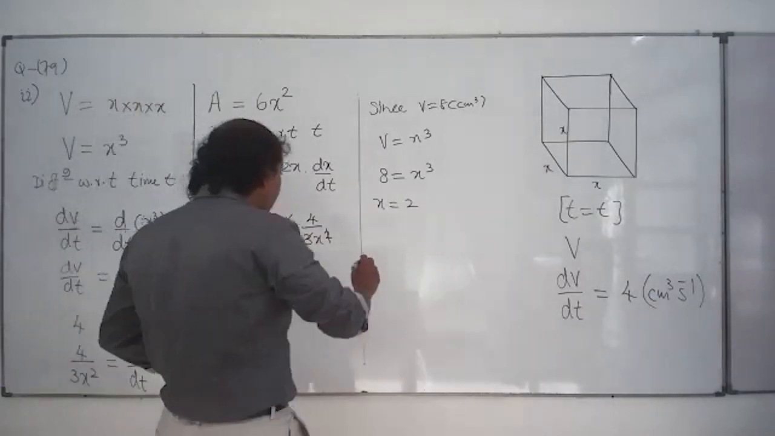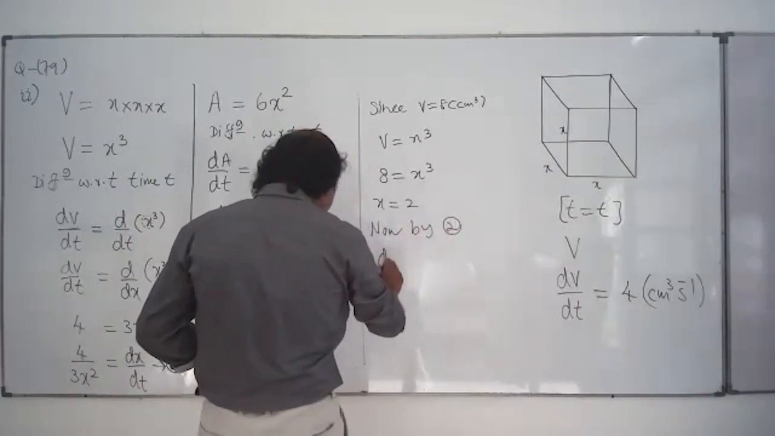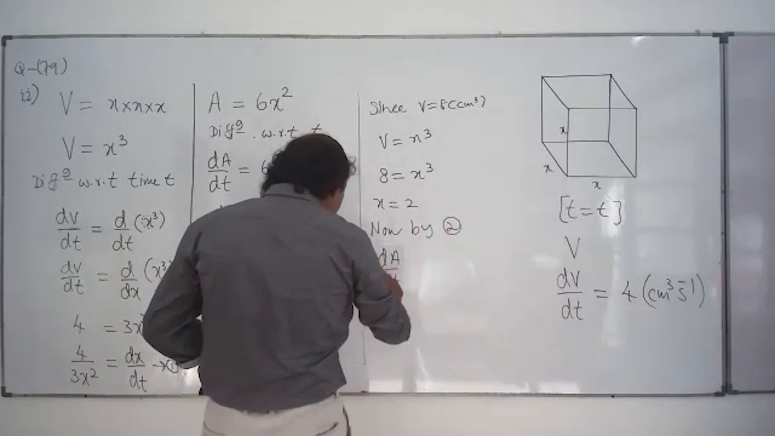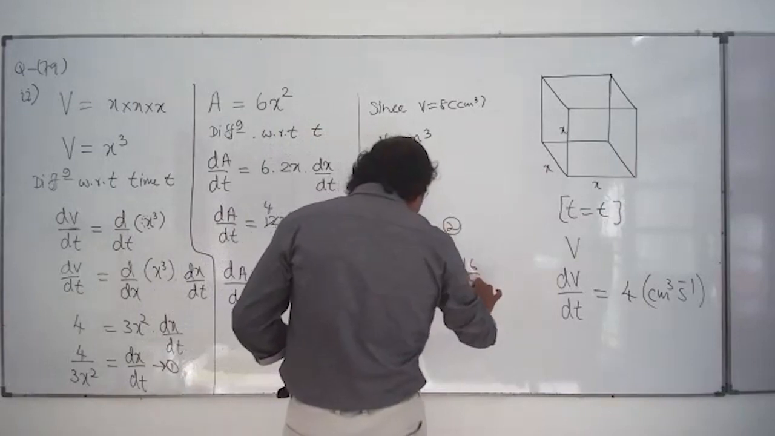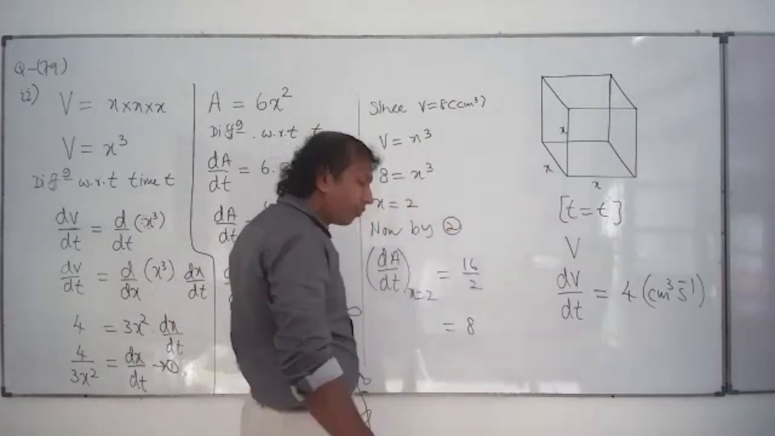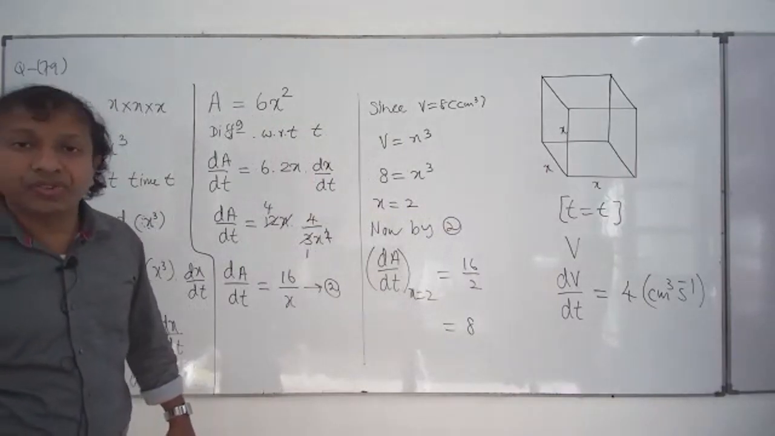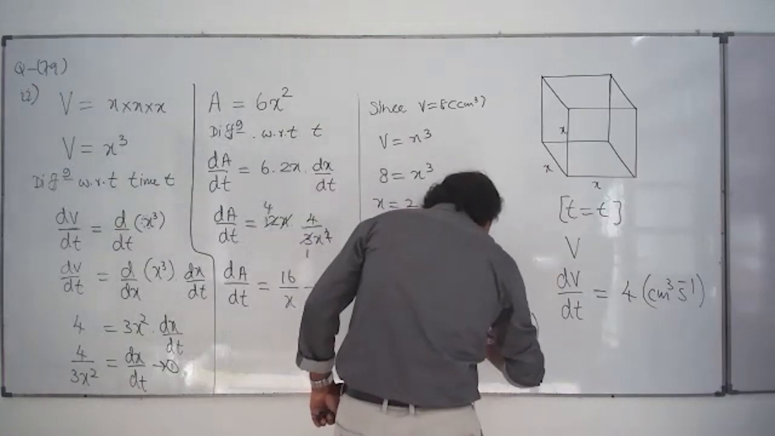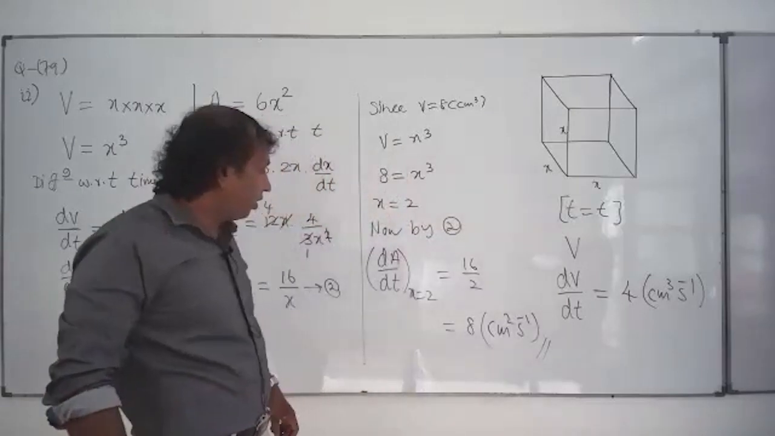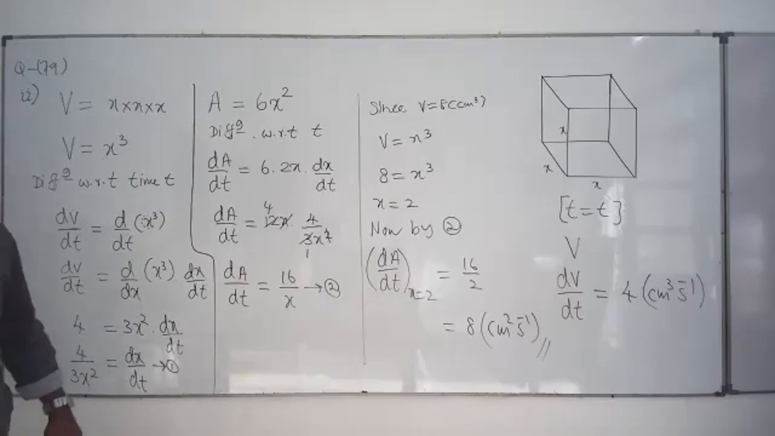Now we can write, by number 2, dA over dt at x equals 2, people, 16 over 2. This is 8. What is the unit, people? Square centimeters per second, right? Square centimeters per second. At this rate only the area is increasing at that moment, right? This is how we get that answer.